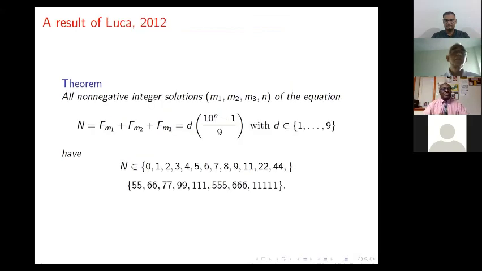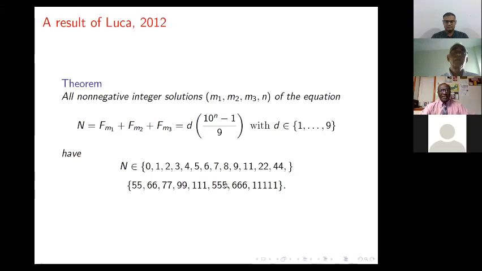So in 2012, Florian Luca looked at sums of Fibonacci numbers that can be written as a repdigit. He considered three Fibonacci numbers that can give us a repdigit, and he found a finite number of solutions, and the numbers are given in the set here.